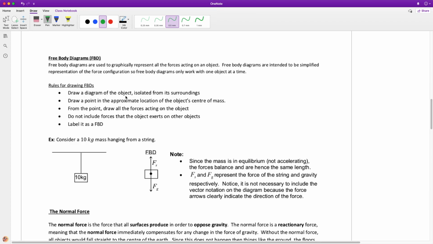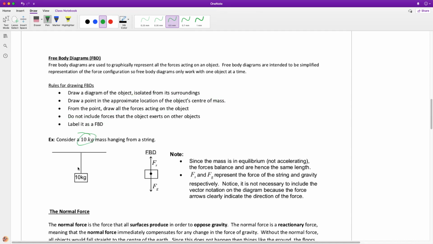You draw a diagram of the object, and this is key, isolated from its surroundings. You draw a point in the approximate location of the object's center of mass. From that point, draw all the forces acting on the object, and all the forces acting specifically on the object. Do not include the forces that the object exerts on other objects. And then we label it FBD.